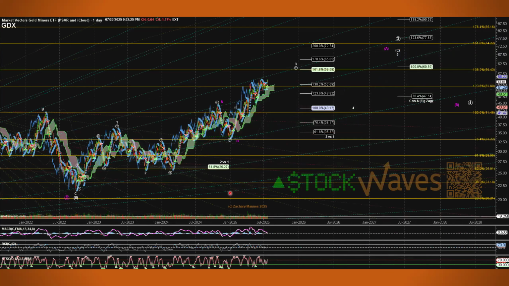Here's a look at the more current chart on the GDX. I actually hadn't looked at this particular tab that has the PSAR on it in a while. I have actually shifted to the purple alternate here that is more my primary.